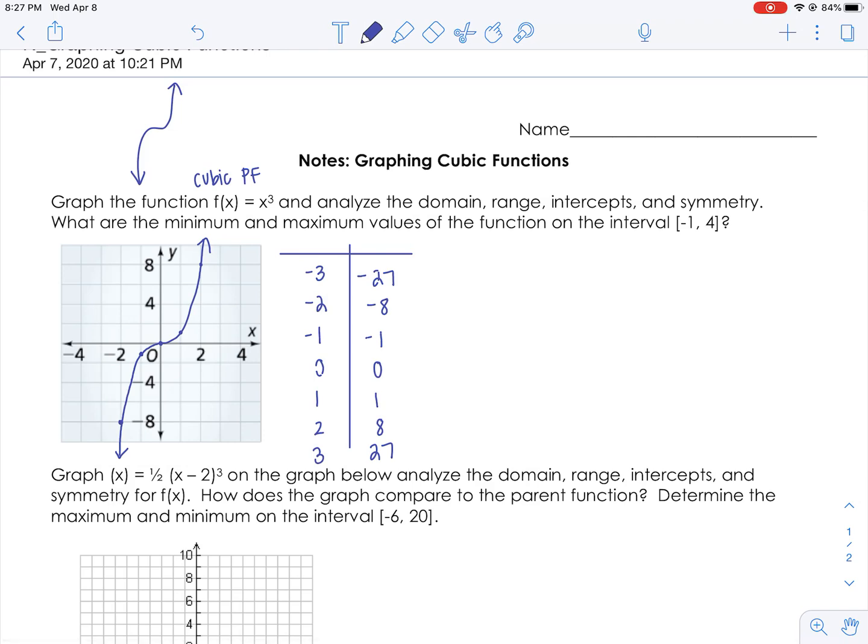So your domain, you can have positives and negatives. So my domain is going to be from -infinity to infinity. My range is going to be from -infinity to infinity. And sometimes you'll see that as all real numbers. My x-intercept is going to be 0, 0. My y-intercept is also going to be 0, 0.